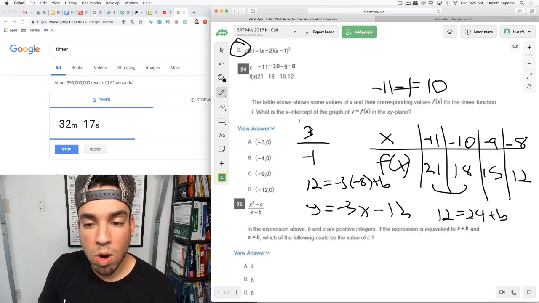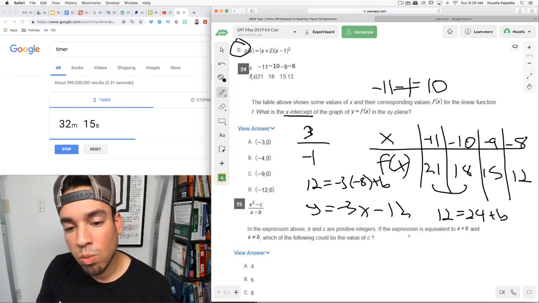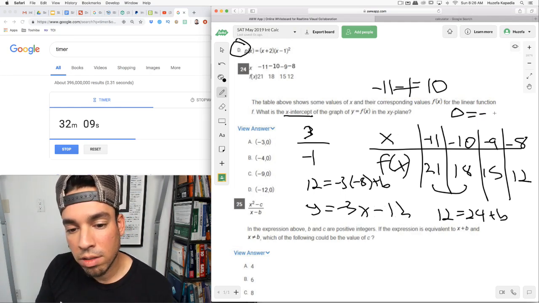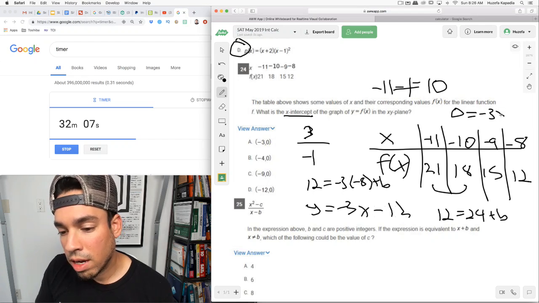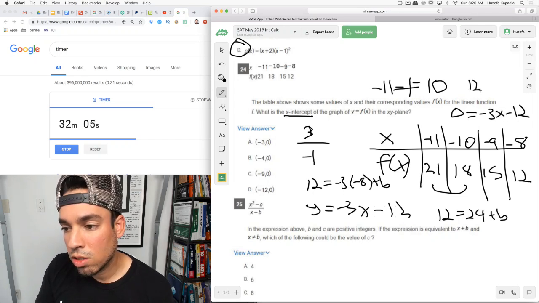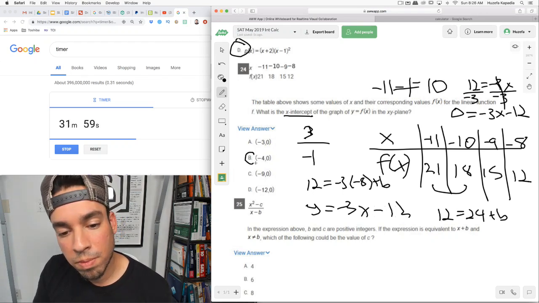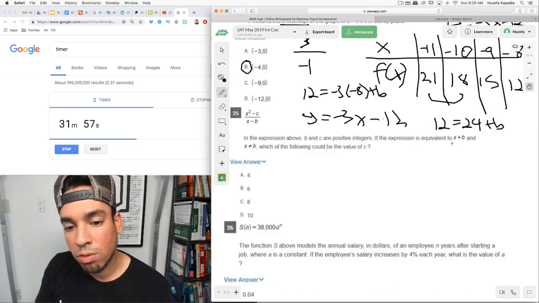And if I want to know the x-intercept, not the y, we've got to plug in 0 for y. So it's 0 equals negative 3x minus 12. Add 12 to both sides. 12 equals negative 3x. Divide by negative 3, by negative 3. x equals negative 4. Right? 12 divided by negative 3, negative 4.